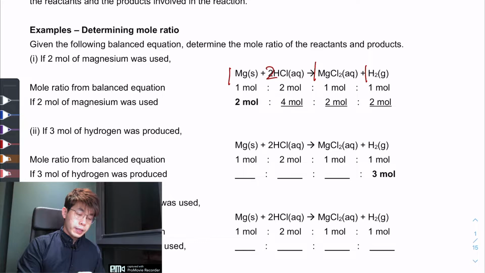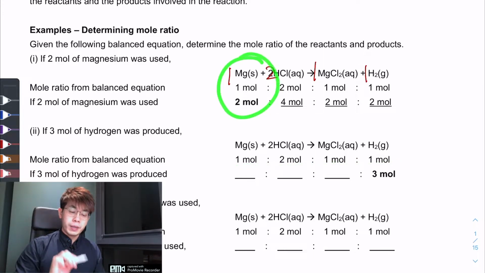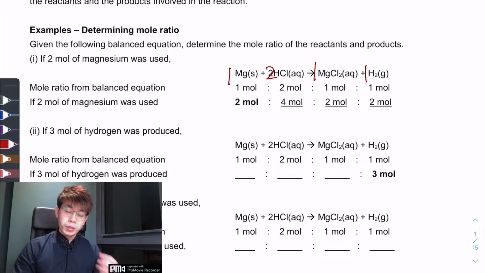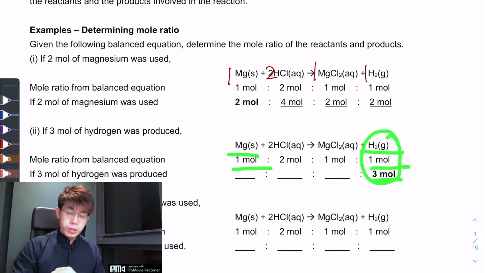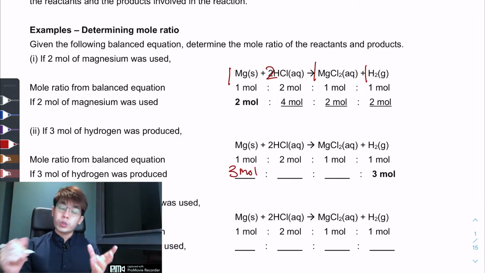If 3 moles of hydrogen is produced, this is the same chemical equation, so the ratio is the same. But now, instead of 2 moles of magnesium, I produce 3 moles of hydrogen. So if I have 3 moles of hydrogen, how many moles of Mg do I need? I can see that the ratio of Mg to H2 is 1 is to 1. So H2 now is 3, so for Mg, I will need 3 moles. This would be the ratio.